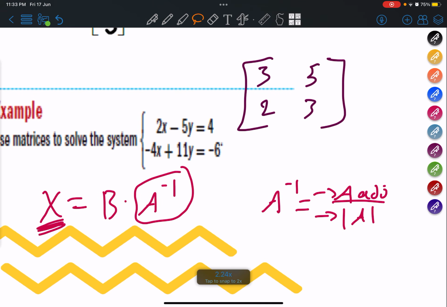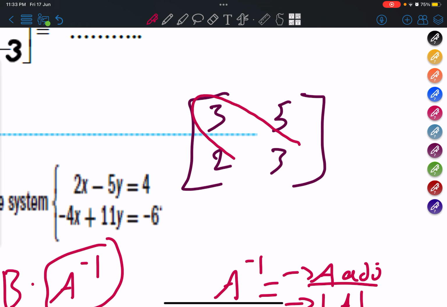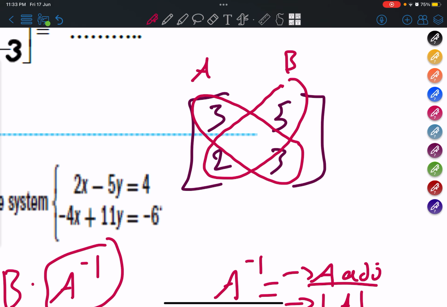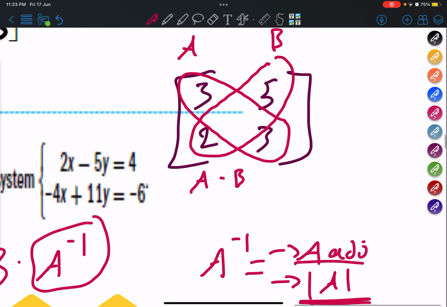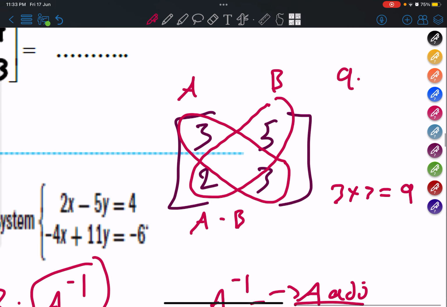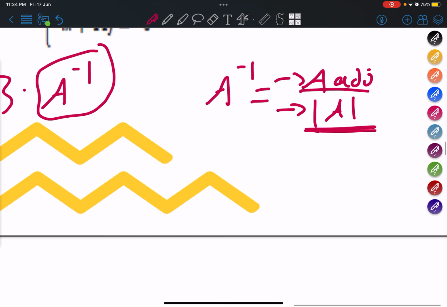So basically, let's first of all get the determinant of A. To get the determinant of A, we'll have to multiply these two together. Let's name them as A, and then subtract the product of these two after we multiply them together. So let's label this as B. So it'll be A minus B, and A is equal to 3 times 3, which is equal to 9. So here we'll have 9 minus 2 times 5, which is 10, which will equal negative 1. So the A determinant will equal negative 1.